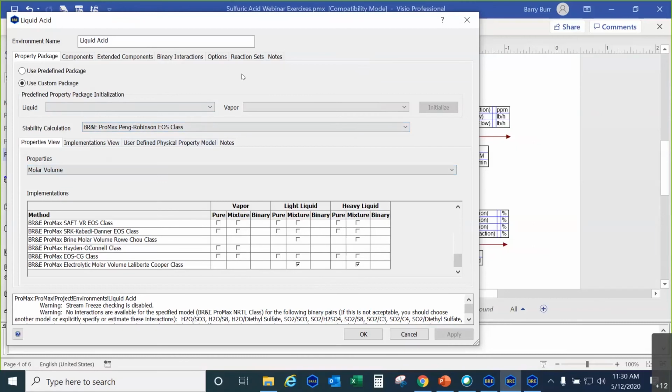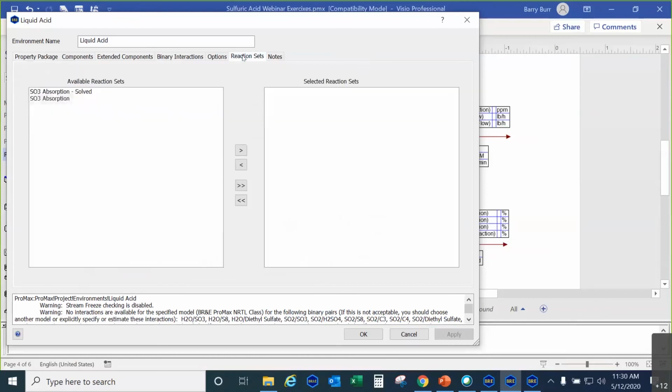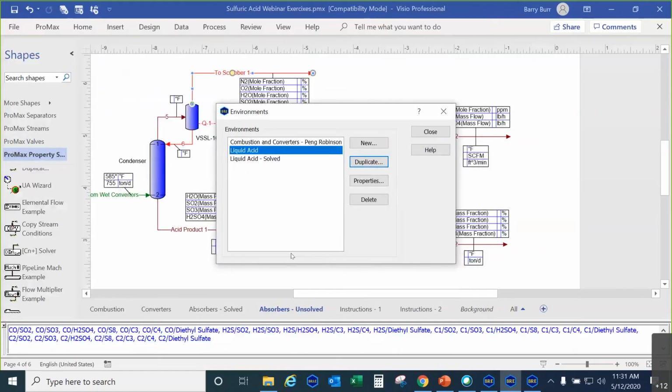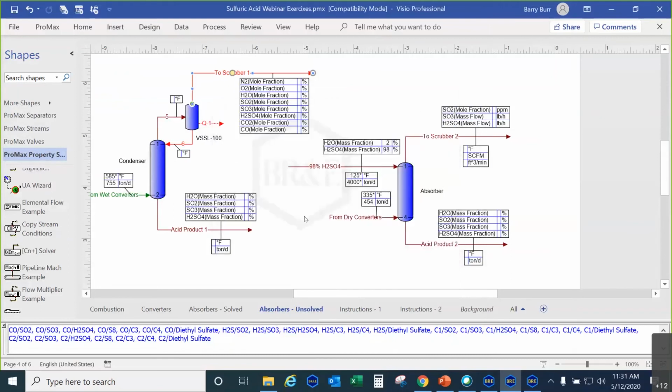And now the other thing we have to do in the environment is in the reaction sets, we have to look at our available reaction sets and select whichever ones we would like to be selected or available for flow sheets that use this environment. So we want this SO3 absorption reaction set to be included in this environment so that any flow sheet that uses this environment will have that reaction available to it. So now we've configured this liquid acid environment.